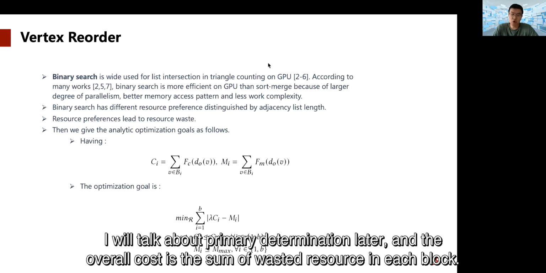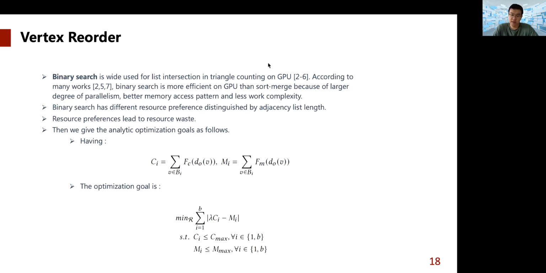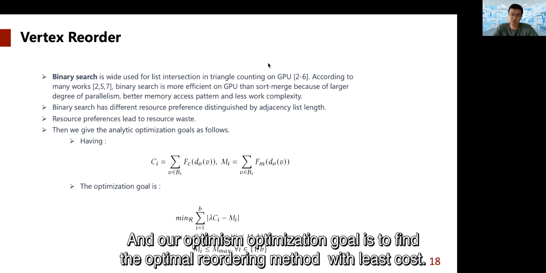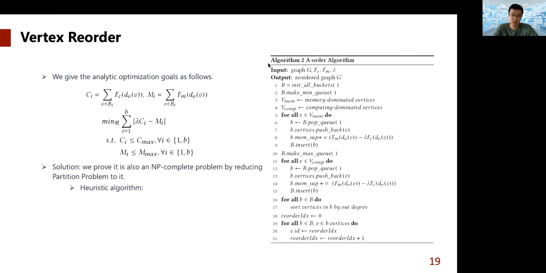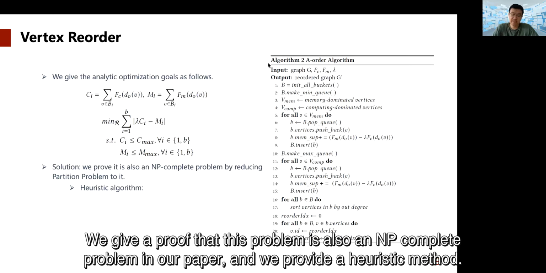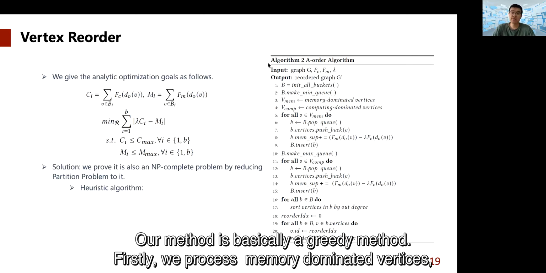And the overall cost is the sum of wasted resource in each block. Our optimization goal is to find the optimal reordering method with the least cost. We give a proof that this problem is also an NP-complete problem in our paper, and we provide a heuristic method. Our method is basically a greedy method.